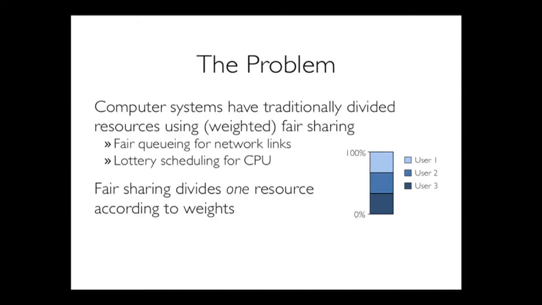Computer systems have been doing resource allocation for a long time. One of the main ways they've been doing it is called fair sharing or weighted fair sharing, or in the operating system literature, it's sometimes called proportional sharing. Some examples of this are fair queuing on your network link or lottery scheduling on your CPU. Fair sharing basically takes one resource and divides it between users according to weights. For example, if all three users have equal weight, they each get 1/3 of the resource.